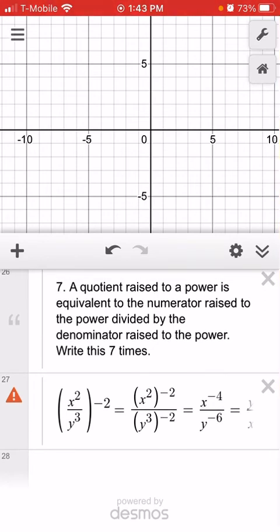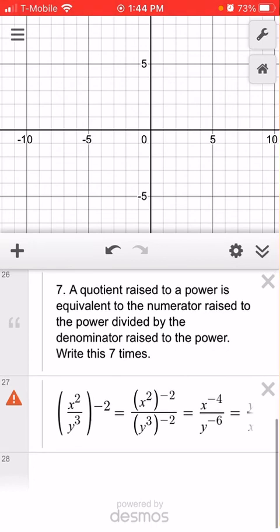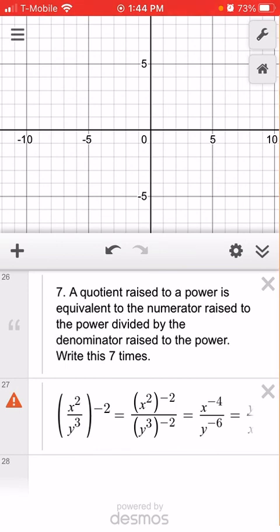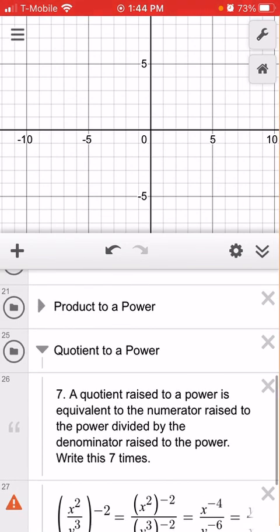So, if I've got x squared over y cubed, and I'm raising the entire fraction to the negative 2nd power, I would distribute that negative 2 to both the numerator and denominator, then use power to a power, and then use my property of negative exponents to rewrite this. These are your 7 properties.